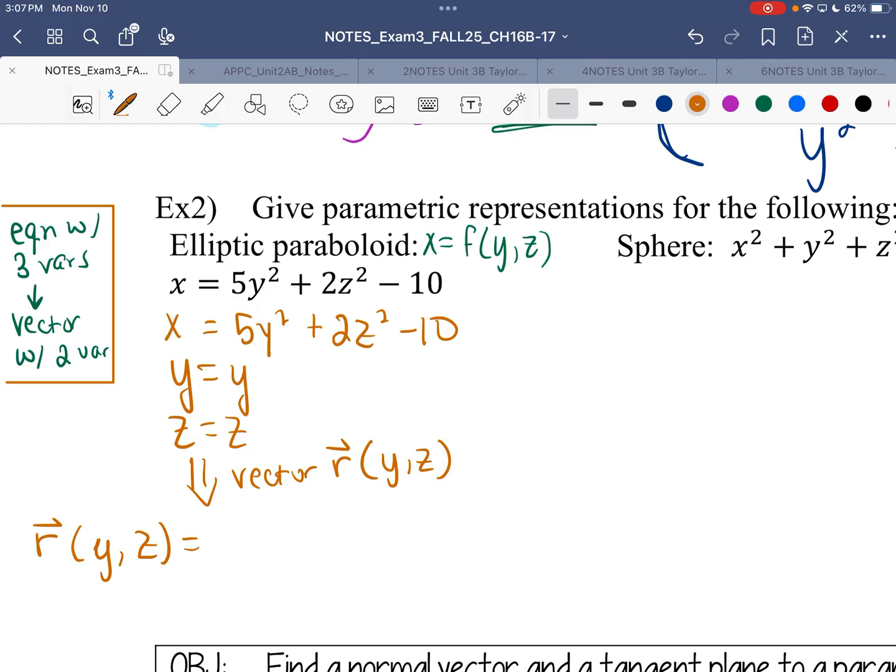So what do you think the i component would be? It's usually whatever x is. I think so, Chloe. I can't quite hear what she's saying. All I hear is mumbling from that side of the room. And then what do you think the j is? Y. What about k? Z.